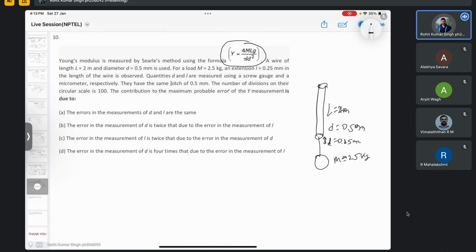Now the question is, the contribution to the maximum probable error of the measurement of Y is due to what? Error in the measurements of D and L are the same, or the error due to measurement of D is twice that due to the error in measurement of L, or the error in measurement of L is twice that due to the error in measurement of D, or the error in the measurement of D is 4 times that due to the error in measurement of L. So what do you guys think? So this is the formula.